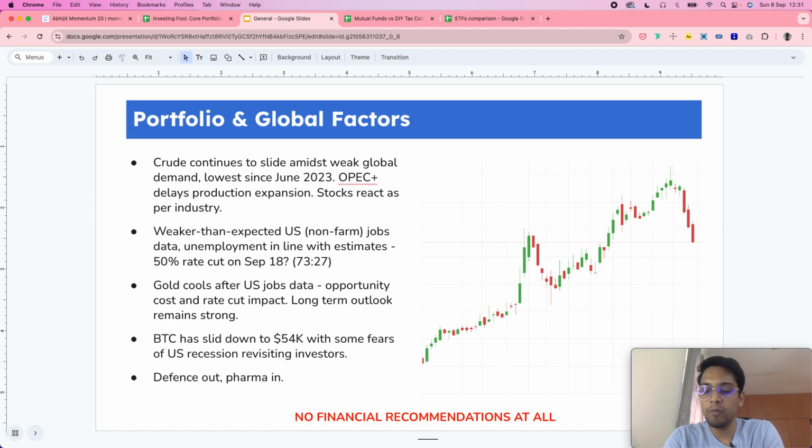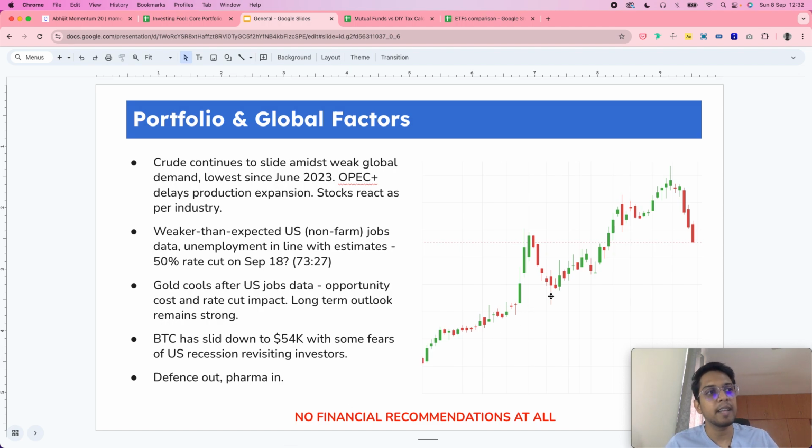Let's move on to some global factors that we need to discuss. So crude has continued to slide. Actually, it's gotten almost to 70 per barrel. And the issue of global demand is always there, and it has hit the lowest price since June of last year. There were plans to boost production by OPEC Plus countries, and they have put that on the back burner. They are delaying it because there is low demand, as you can see, and stocks will react as per the industry.